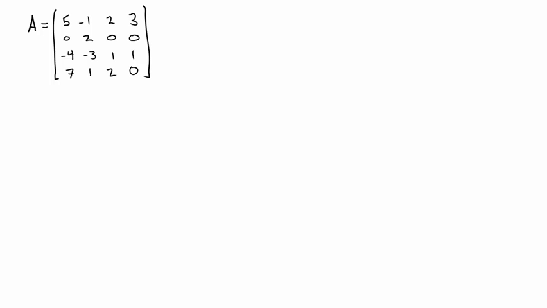We'll compute the determinant of this 4 by 4 matrix. It's worth looking at it and seeing if there's a row or a column that has a lot of zeros. Looking at this one, you see the second row has 3 zeros, so let's choose to expand the determinant along that row.